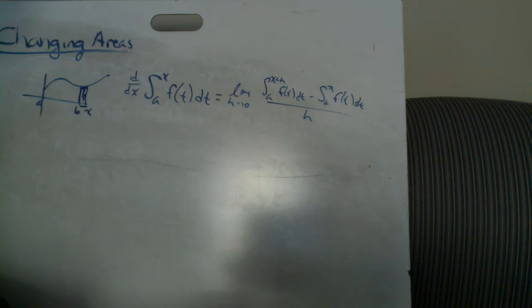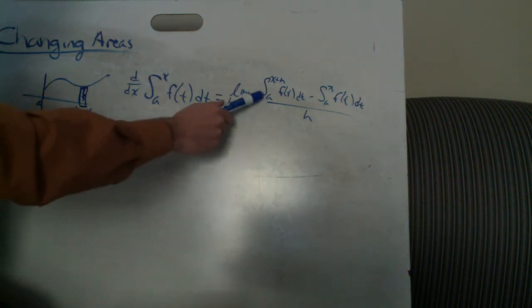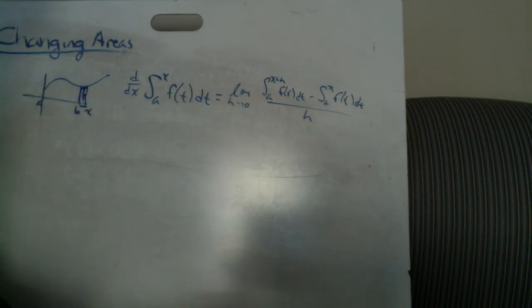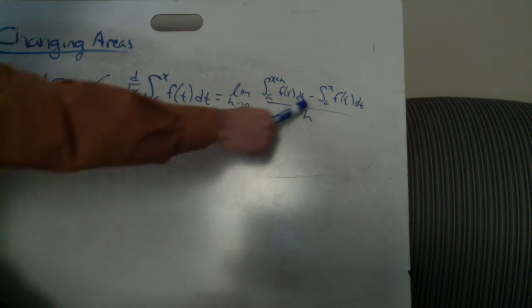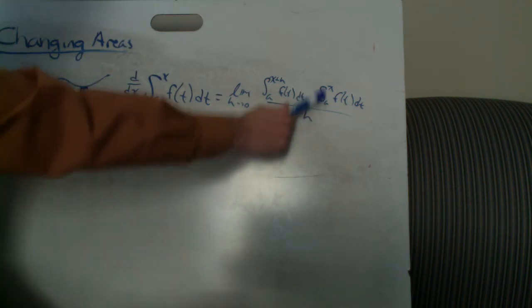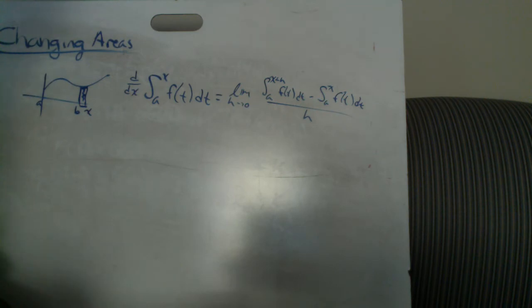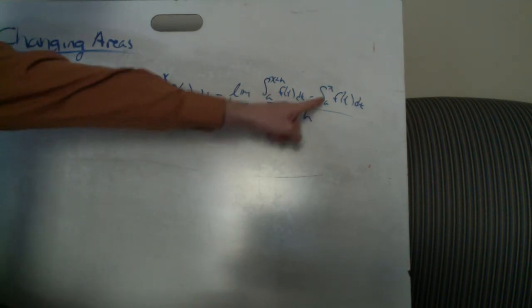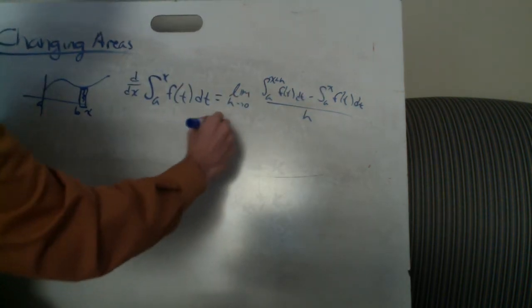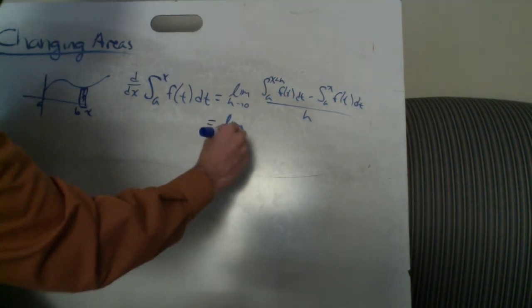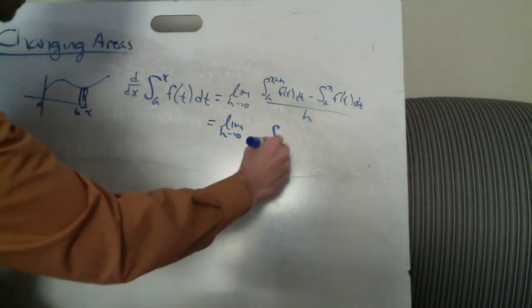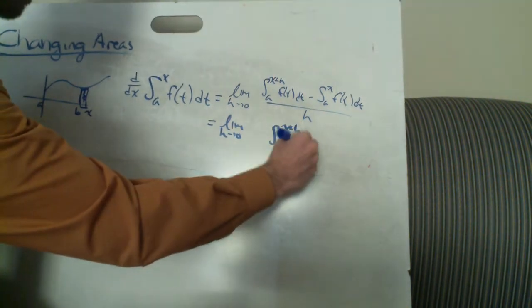And let's tidy this up a little bit. We know some properties of integrals, which is really cool. This is the integral from a all the way up to x plus h. So that's the area under the curve from a all the way until x plus h. And then we're taking away the area from a all the way up to x. So what we're left with is just the area from x to x plus h. This is the whole area, then we're taking away the area all the way up to x. So we should just be left with the integral from x to x plus h of f of t dt.